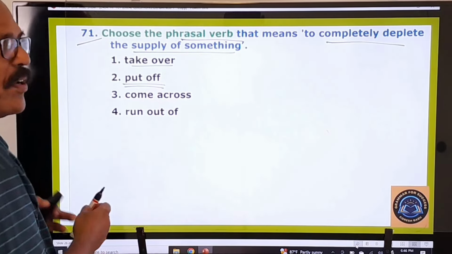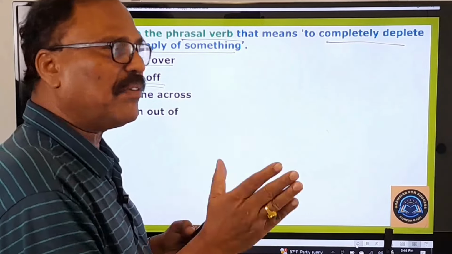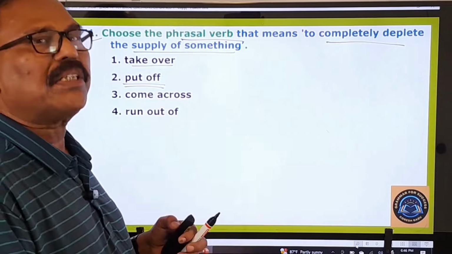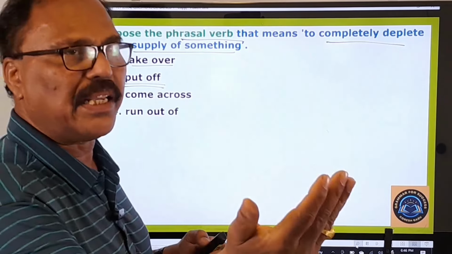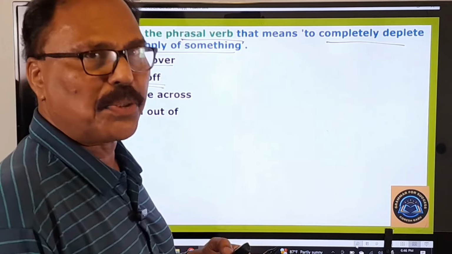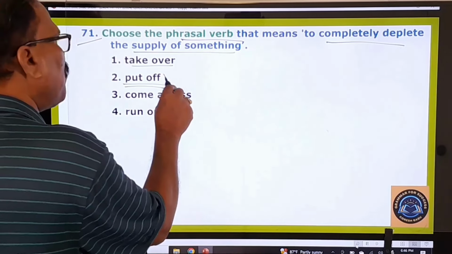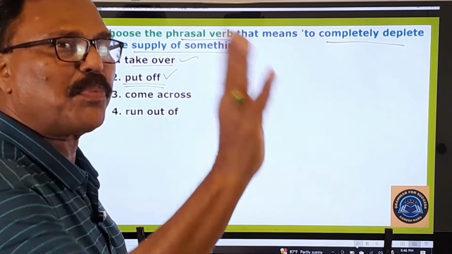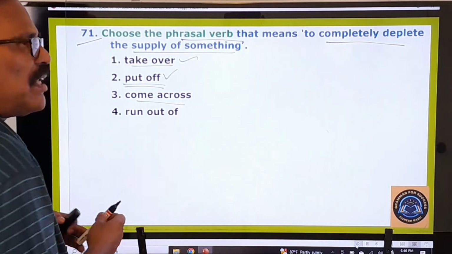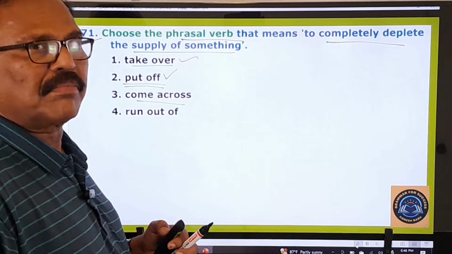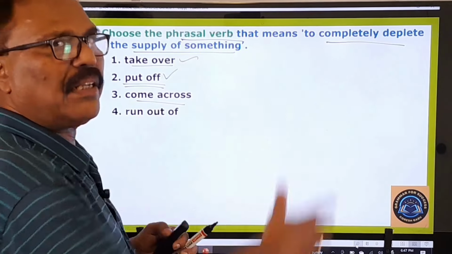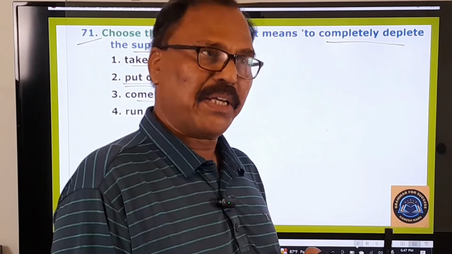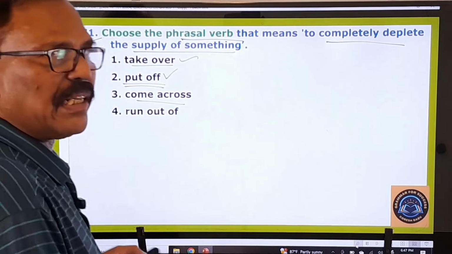Put off means postpone. Don't put off whatever you want to do today till the next day. Don't postpone whatever you want to do today till the next day. Put off means postpone. Your examinations are put off, postponed, like that. And here, come across means to meet suddenly. So yesterday I was going to the market. I came across my classmate. To meet suddenly is called come across.